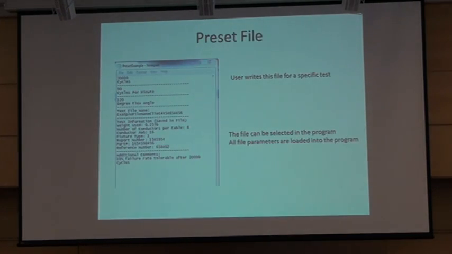So I had to come up with a preset file format, which could be read by the program. This file would be written by the user, and the file is selected in the program when you run it, and all the test parameters that you typed into it are loaded to the program, as well as the output file name of your test, whatever you want that to be.